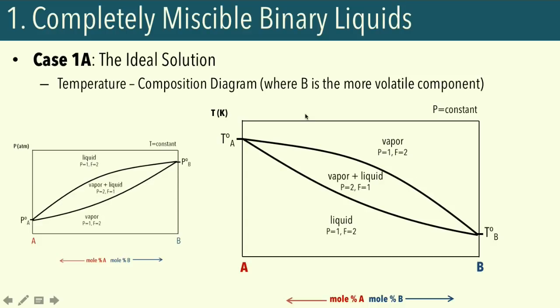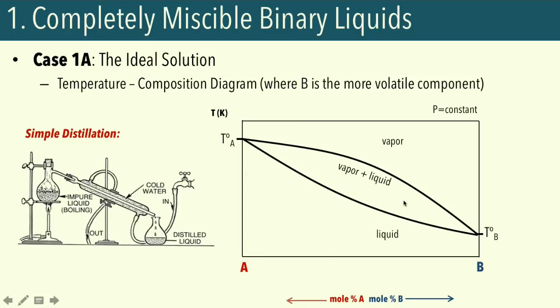The major use of a temperature composition diagram, in contrast to the vapor pressure composition diagram, is that we typically use these types of diagrams for distillation applications. We could use this for determining the corresponding compositions of our distillate and our residue for a simple distillation process. Just recall that distillation occurs when we want to purify a mixture.